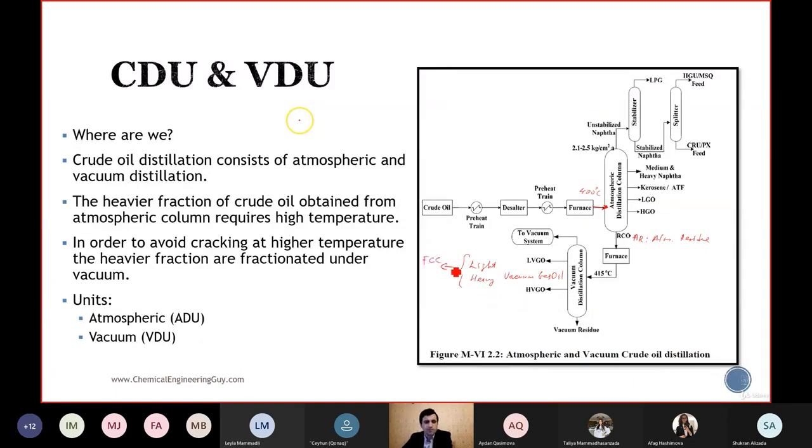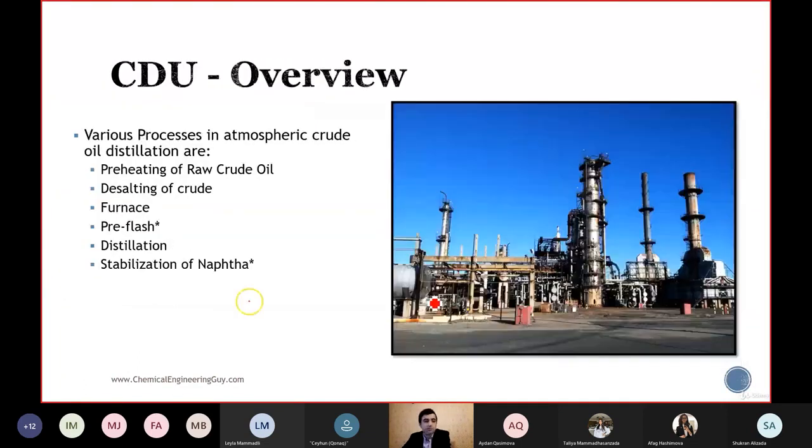We said that we have preheating, desalting, furnace, pre-flash. We have pre-flash in some of the units, but we don't have it in others. So that's why it is optional. We have the distillation column. This is the overview of the products, where you can see the temperature, IBP, initial boiling point, and final boiling point, for the atmospheric column, and then we have the vacuum column.